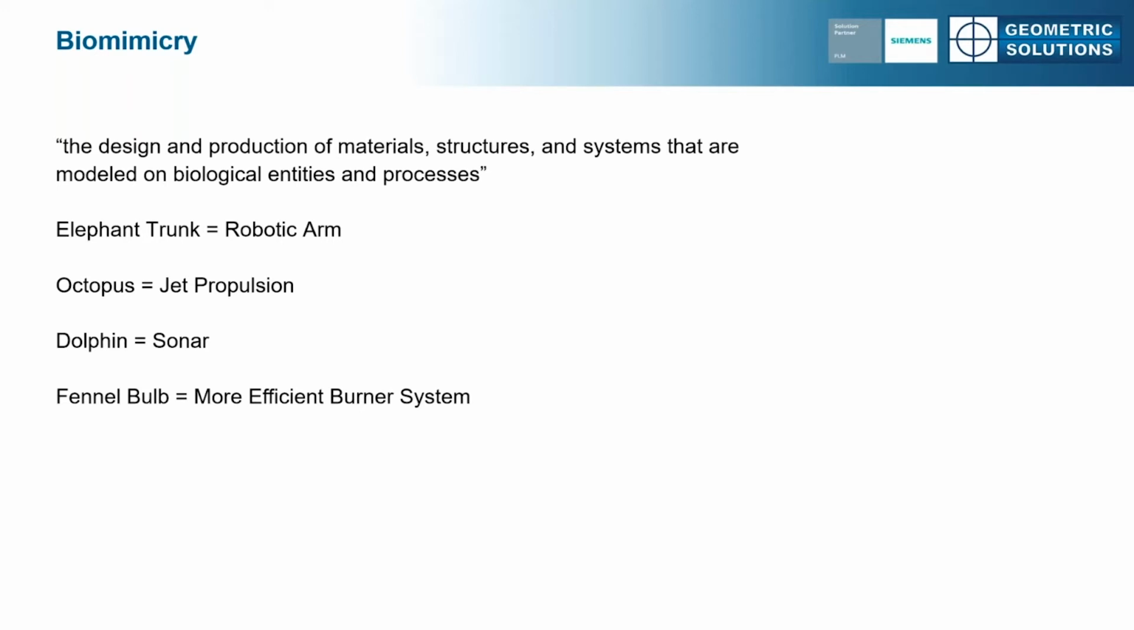Or for robotic arms, how can they improve that? Well, they look to an elephant trunk. How do you make a more efficient burner system? Well, you could look towards a fennel bulb. So that's biomimicry. Curtis, do you have any cool examples of biomimicry?